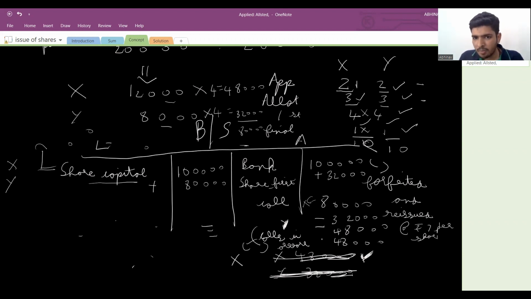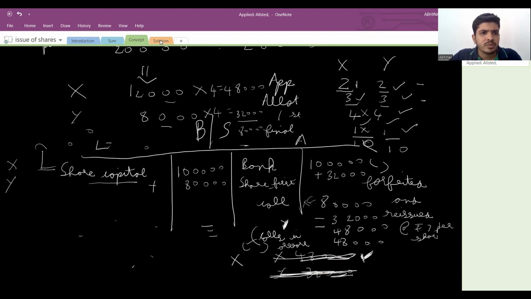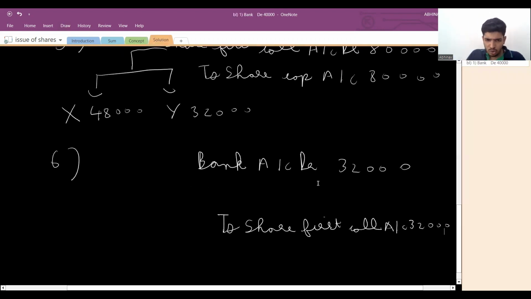Share first call is a very respectable name, but now X is no longer respectable. So you transfer the 48,000 due from X and give it another name called calls in arrears. This 48,000 is reduced on the asset side and a new 48,000 gets added under another account name. The balance sheet is going to tally, but the name is different. Calls in arrears is just the name of the defaulting party. That's it. Now let's make it neat, so we'll write this entry also. Now, 48,000 gets reduced from share first call against X and 48,000 gets added to calls in arrears. Now, how do we do it? Calls in arrears, to share first call.